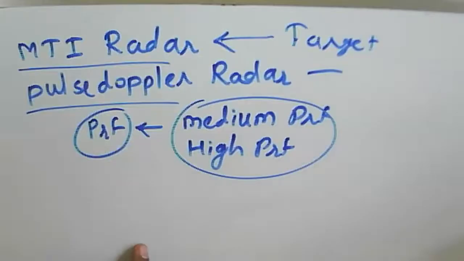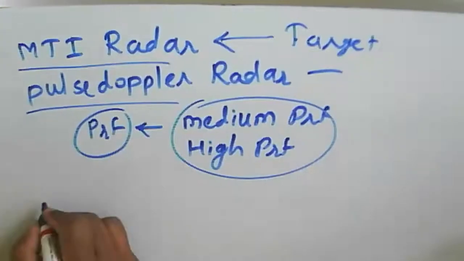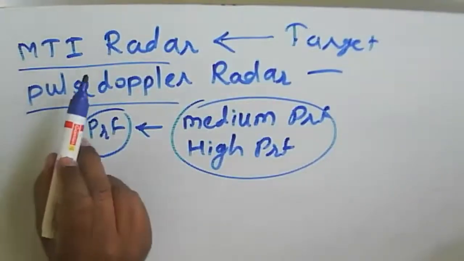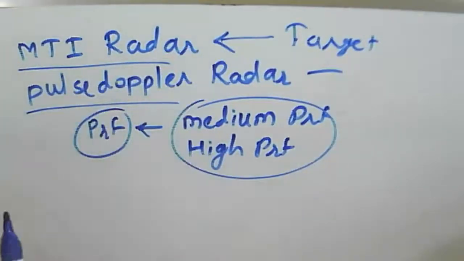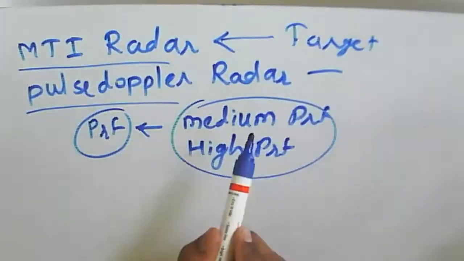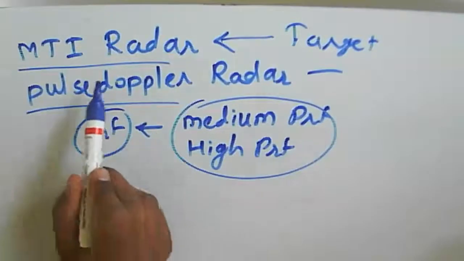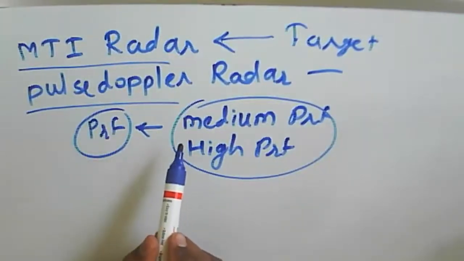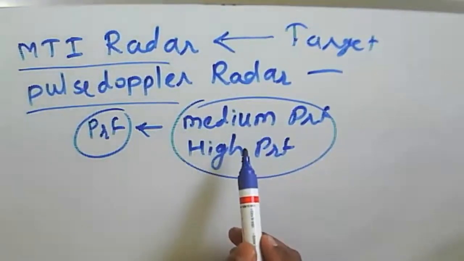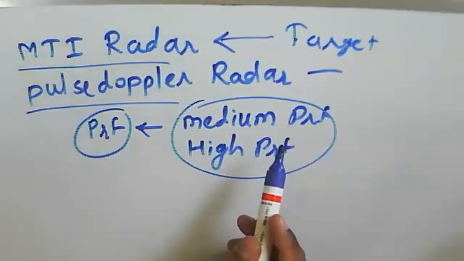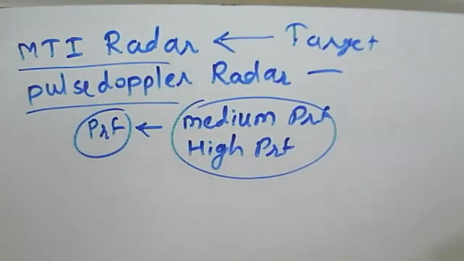If you consider the MTI radar, in MTI there will be no range ambiguities, but there will be many Doppler ambiguities. So then there will be blind speeds. In the pulse Doppler radar, there will be many range ambiguities and no Doppler ambiguity. These are the only differences between the MTI radar and the pulse Doppler radar.